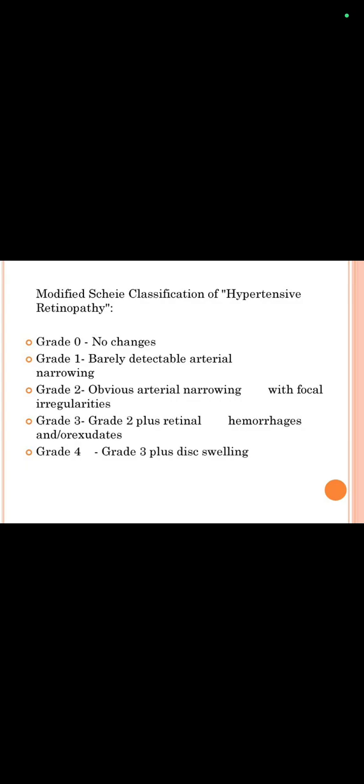And grade 3 is grade 2 plus hemorrhages and/or exudates. So along with the arterial narrowing, there will be hemorrhages with or without exudates. Grade 4 is grade 3 plus disc swelling, that is papilledema. Papilledema is optic disc swelling. How will we see papilledema? All the disc margins, temporal, nasal, etc. will be seen blurred.